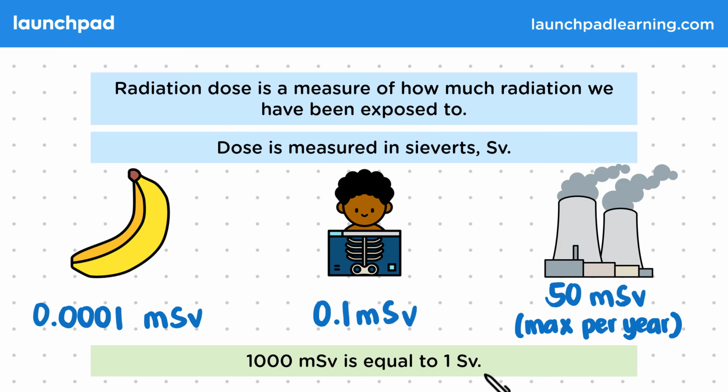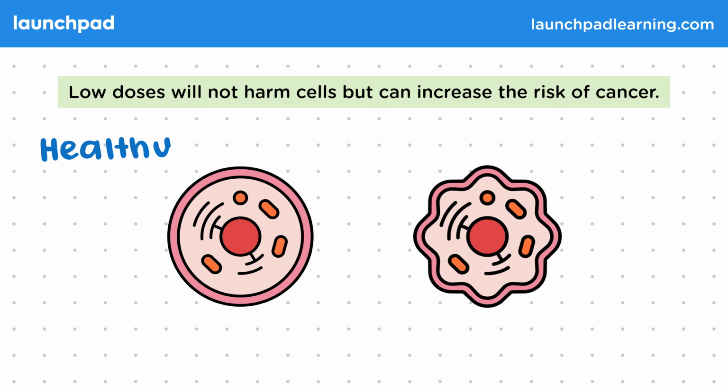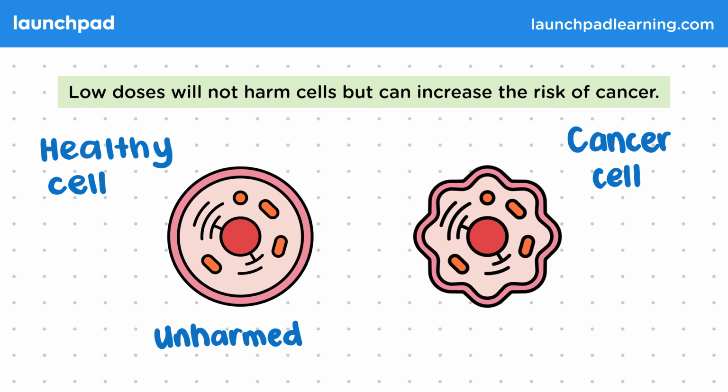So what risks are there from low doses of radiation? Well, low doses will not harm cells, but they can increase the risk of cancer. So healthy cells are not damaged when they're exposed to low doses. However, there is an increased risk of cancer, as the DNA has been affected by ionization. But this risk is quite low.